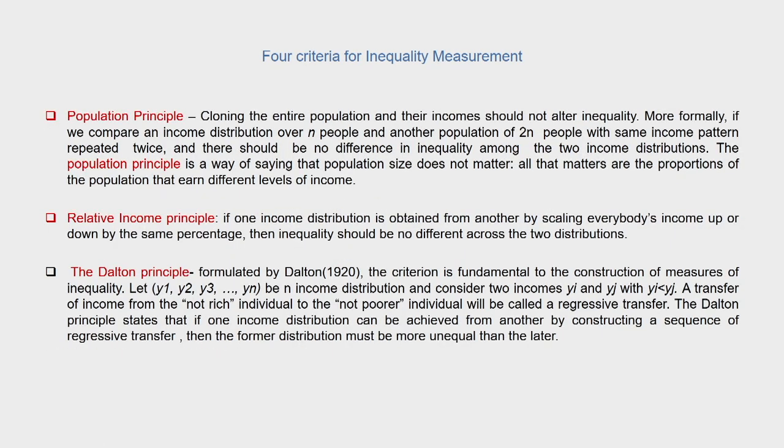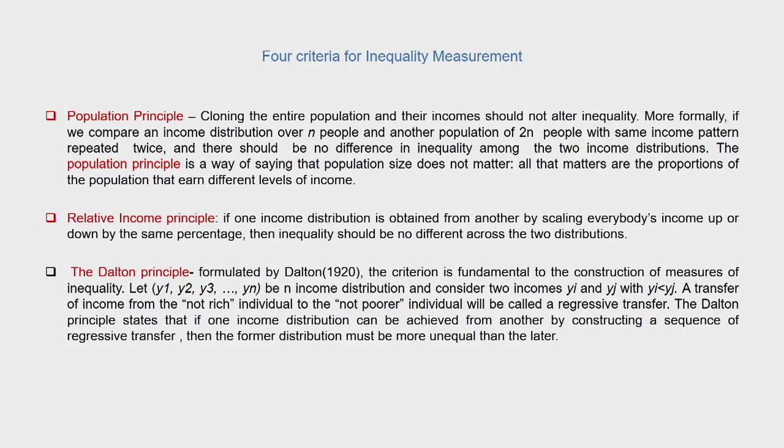The second principle that we had studied was the population principle, which is also equally important when we are trying to come up with an inequality index. Now, what did the population principle tell us? It tells us that cloning the entire population and their incomes should not alter inequality. So, more formally, if we compare an income distribution over n people and another population of 2n people with the same income pattern repeated twice, there should be no difference in inequality among the two income distributions. And this population principle is basically a way of saying that population size does not matter. All that matters are the proportions of the population that earn different levels of income.